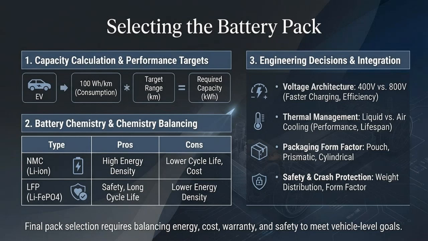Voltage level also matters. A higher voltage architecture, like 400 volts or 800 volts, reduces current, improving efficiency and reducing cable thickness. Porsche Taycan uses an 800 volt system for fast charging and high performance. Engineers also consider thermal management, liquid cooling versus air cooling, packaging form factor, pouch, prismatic, cylindrical, battery placement for weight distribution, safety and crash protection. Thus, selecting a battery pack is a multi-dimensional decision involving performance, safety, and cost.